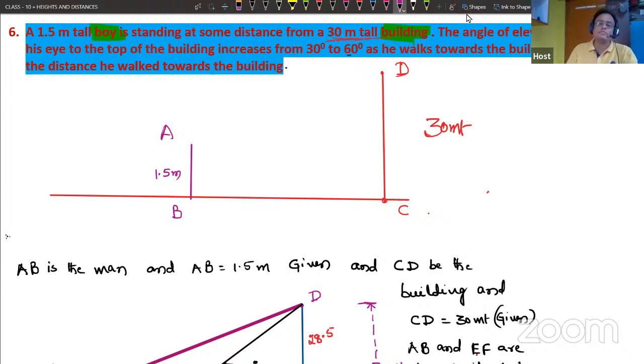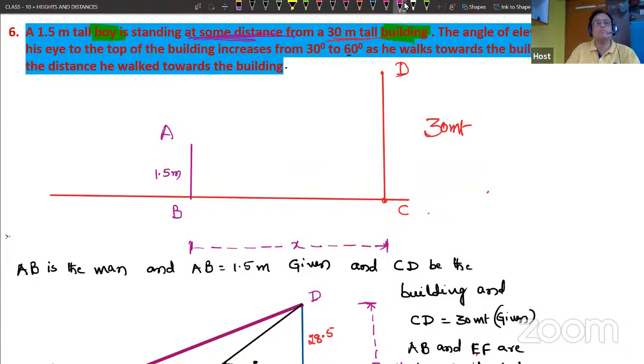But before solving such questions, you have to identify whether the distance between boy and building is given or not. We'll see. A 1.5 meters tall boy is standing at some distance. Listen here. At some distance from building. We don't know that distance, he has not given it. Assume that this distance is X meters. This is the total distance between the boy and the building. Suppose, assume that this is X, so X meters.